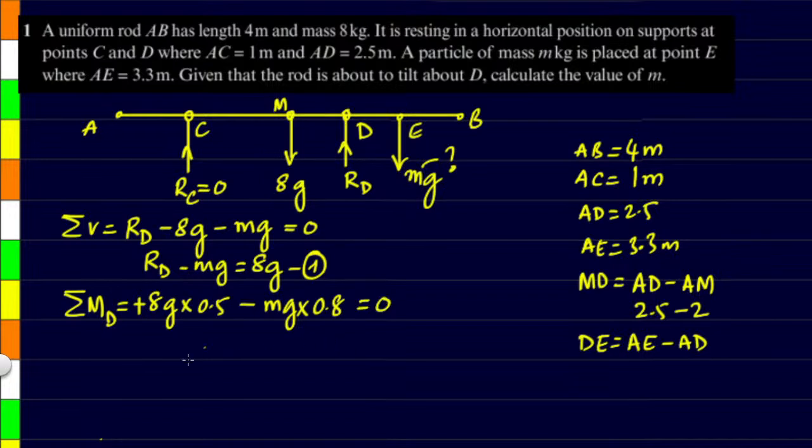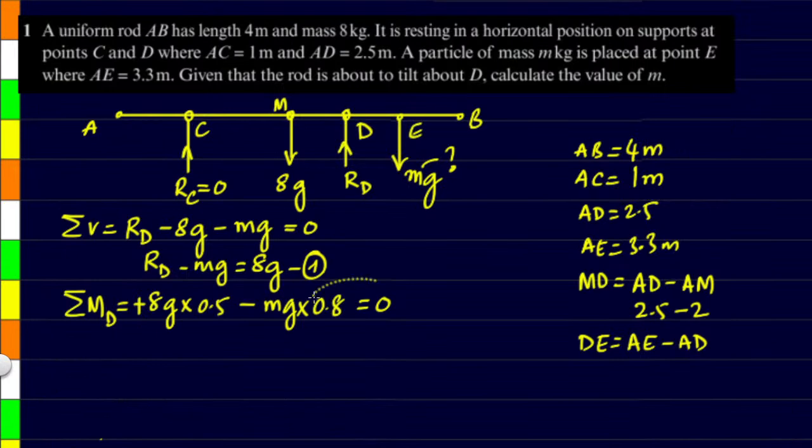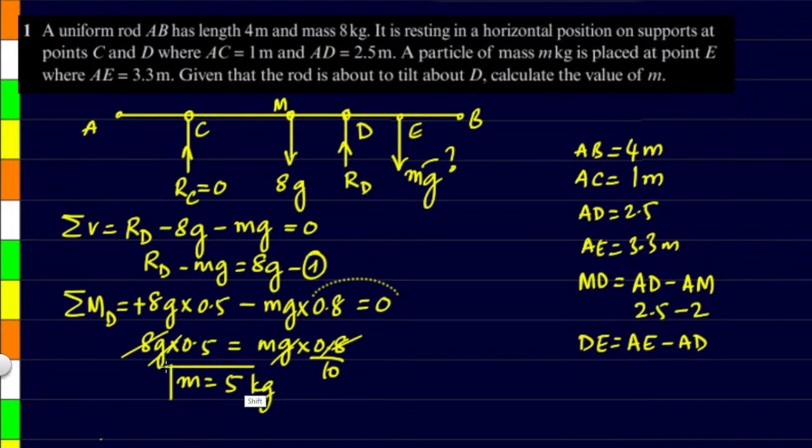This total should be 0, correct? Yes. Now send this negative term to the other side. So we get 8g into 0.5 equals mg into 0.8. G will cancel on both sides. We get m, and if we remove the decimal point, we get 10 at the bottom. 8 and 8 will cancel. 10 will get multiplied here, so m is 5 kg, correct? Yes, sir.